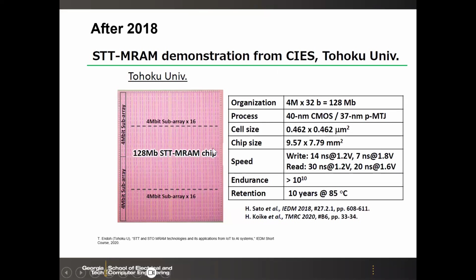So here, this was at IEDM 2018. It's a 40 nanometer underlying CMOS, 1T1R. And then here is 128 megabits, from a university. The cell size is 0.4 by 0.4 micrometer square. The write latency, depending on the voltage, is around 10 nanoseconds or so. Endurance is larger than 10 to the power 10, and retention is 10 years at 85 degrees C, extrapolated, of course.